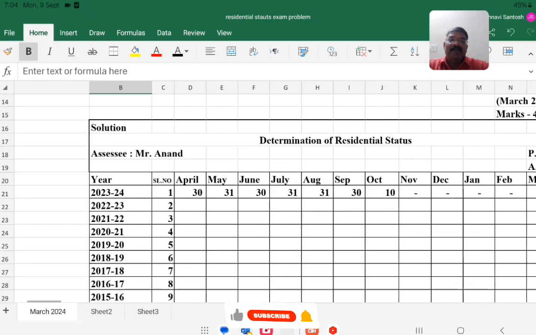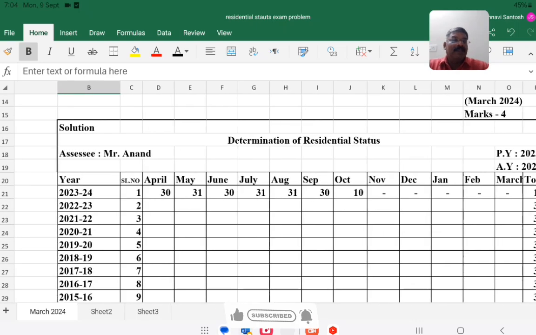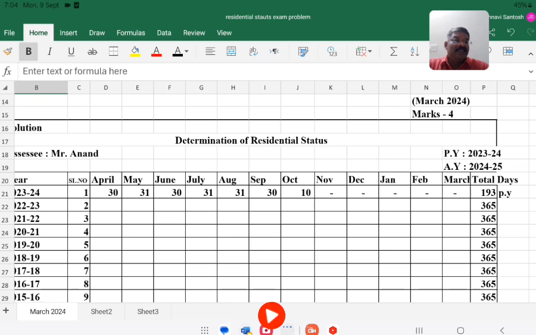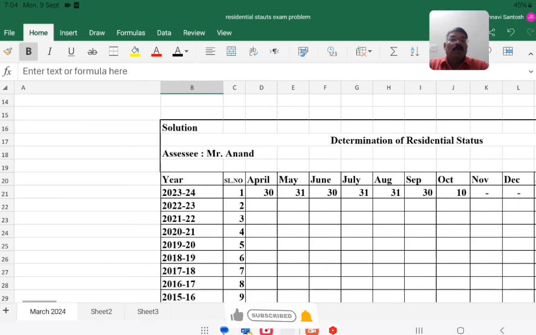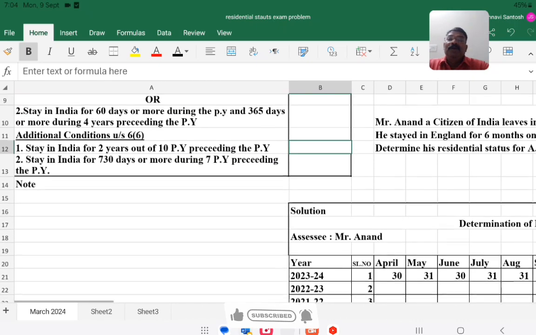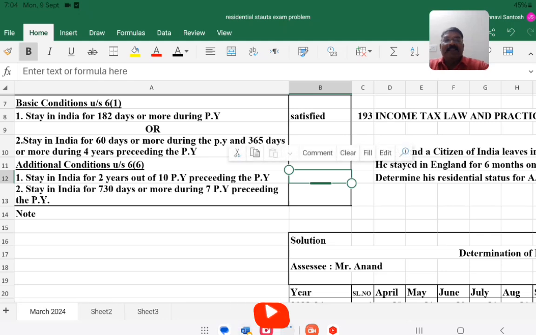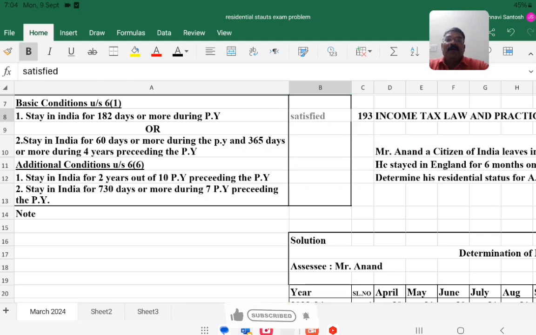What I do, I copy it from here. Instead of copying, I'll just make a note here. Satisfied. S-A-T-I-S-F-I-E-D. Okay. Satisfied. Okay. Over. So next we go to the next additional condition.